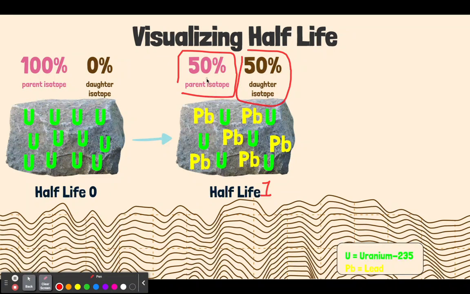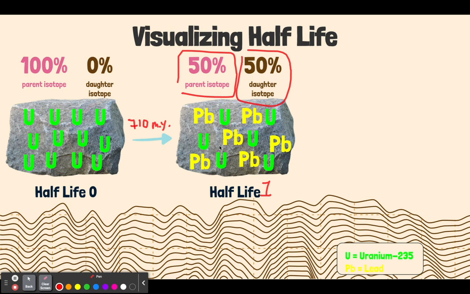As you break down the parent isotope, you create daughter isotopes. And they know the number. This is about 710 million years. That's how long that takes. So one half-life for uranium-235 specifically is 710 million years. All right.